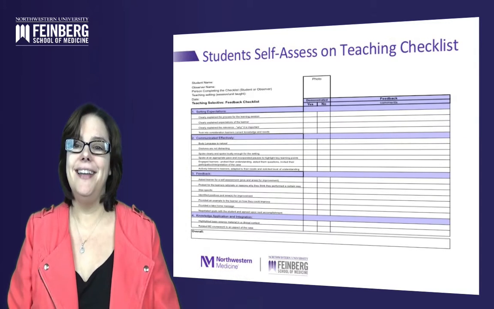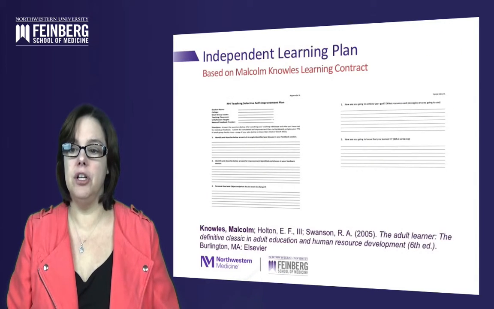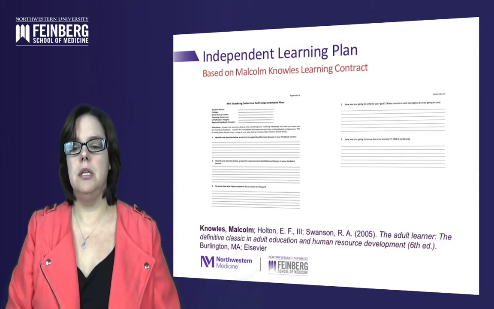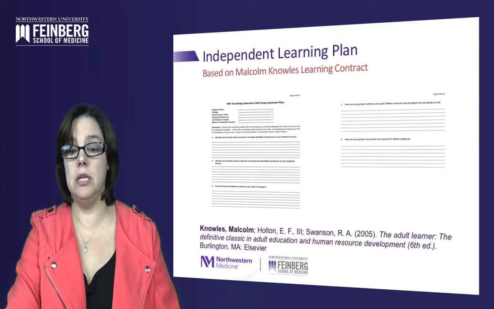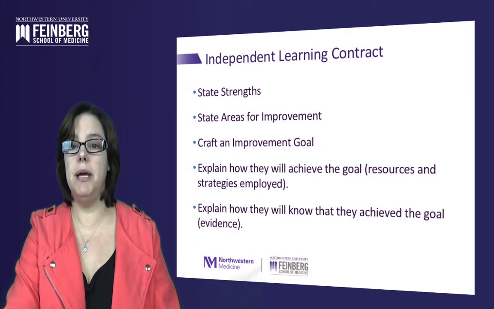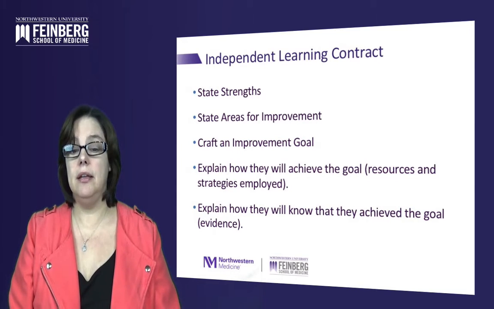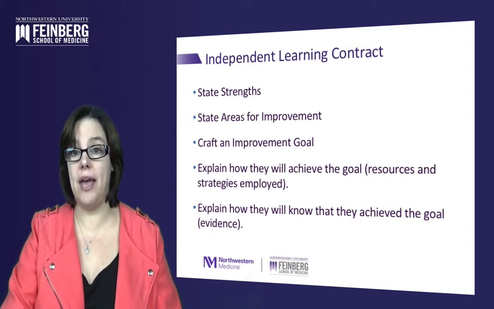So assessments. The students are required to complete the checklist and a self-assessment of their performance and turn in their completed checklist and self-assessment by the end of the rotation. The self-assessment that the student is supposed to turn in is the independent learning plan, as seen here in this slide. The independent learning contract asks for strengths, stating areas of improvement, crafting a goal, explaining how they will achieve the goal, so the resources and strategies used to achieve the goal, and explaining how they will know that they achieved it, so the evidence.